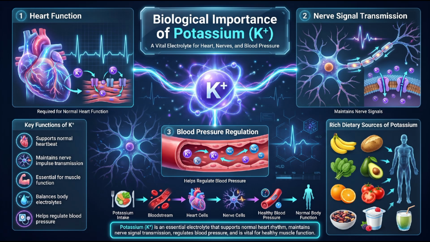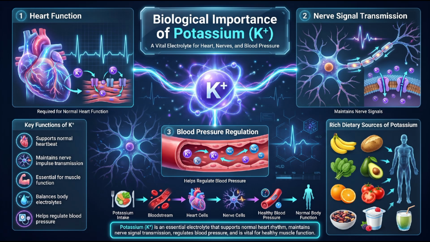Potassium is also essential for nerve signal transmission. The nervous system communicates through electrical impulses called action potentials, which travel rapidly along nerve cells. Potassium works together with sodium during this process. When a nerve cell is stimulated, sodium ions enter the cell and initiate the electrical signal.